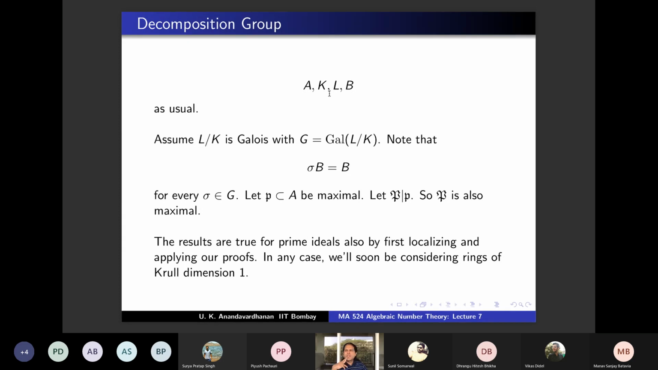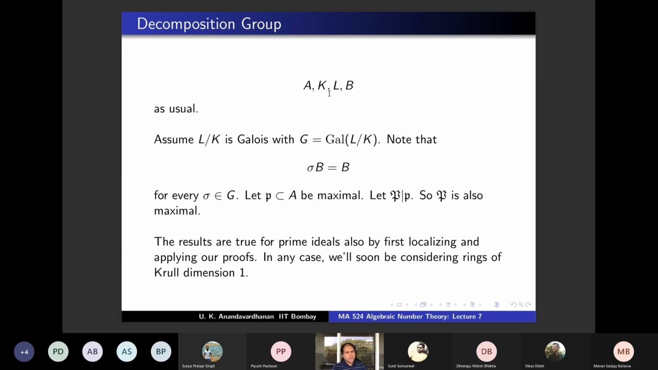You know this word Krull dimension? The supremum of the lengths of chains of prime ideals, height meaning length. So that's the dimension. In particular, dimension 1 would mean what? Every prime ideal is maximal.